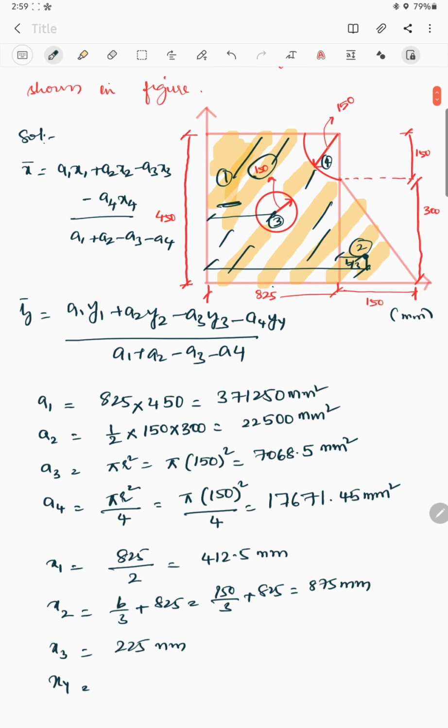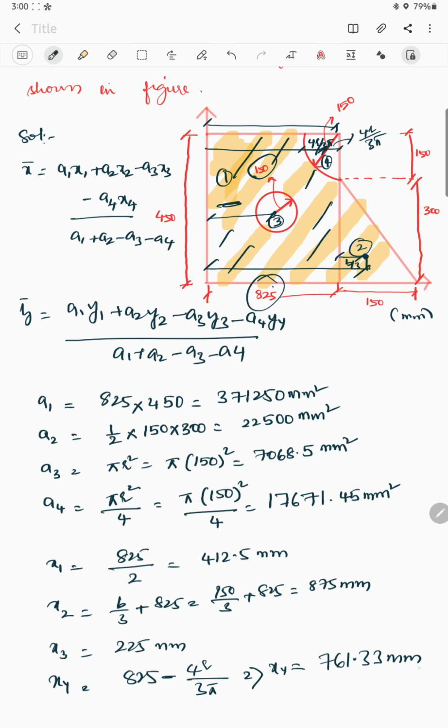Similarly, x4. What is the value of x4 now? See here, I want the distance from this center. Suppose this is the center. This distance we know, which is 4r by 3 pi, but I want the distance from here to here. So the total value from here to here is 825. So 825 minus 4r by 3 pi. This distance is also 4r by 3 pi. You can see the formulas which are given to you in your group. So x4 is equal to 761.33 mm.